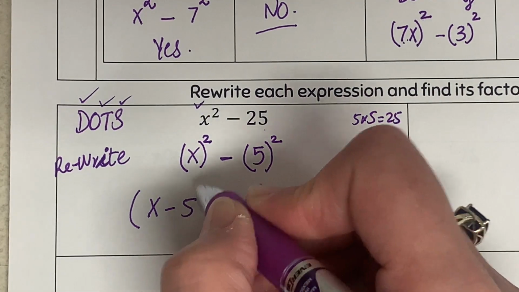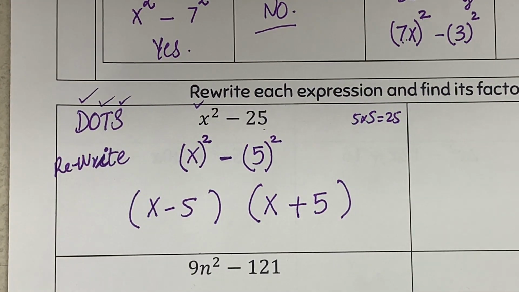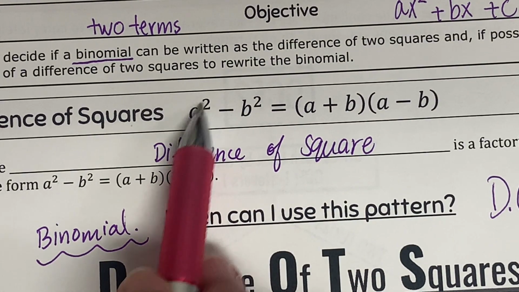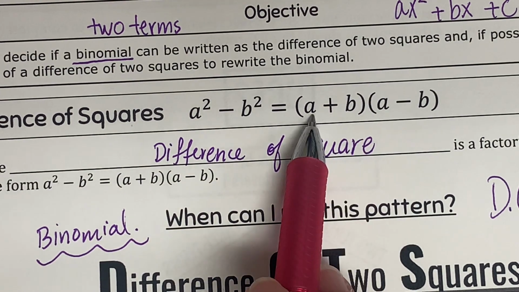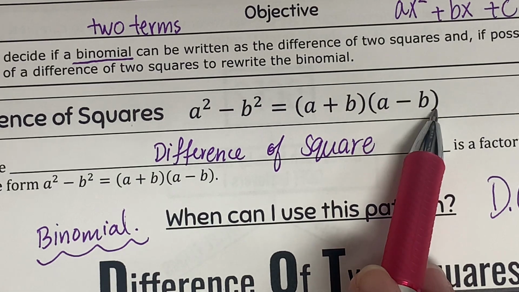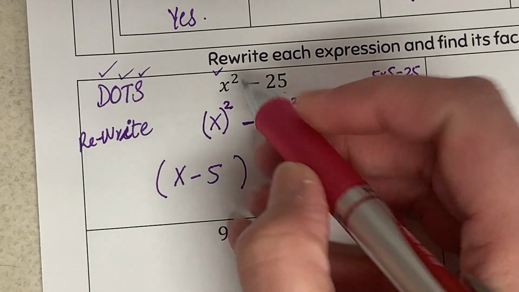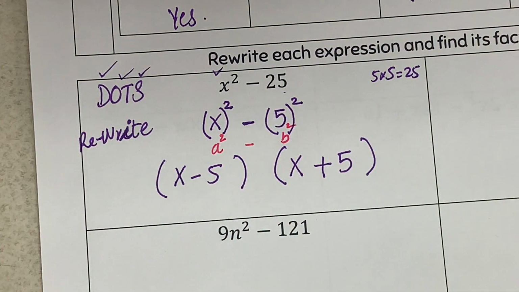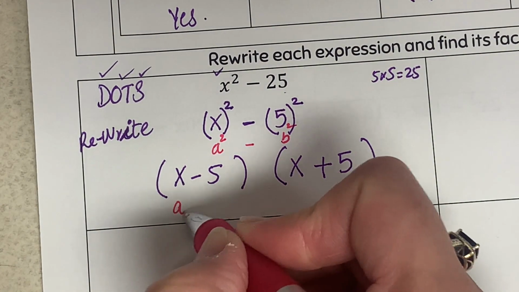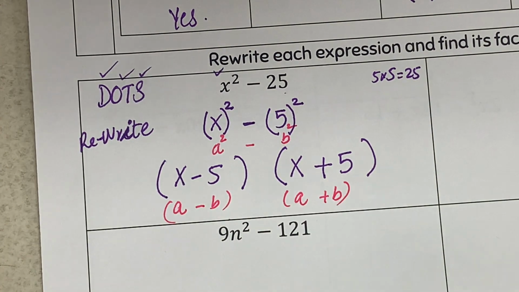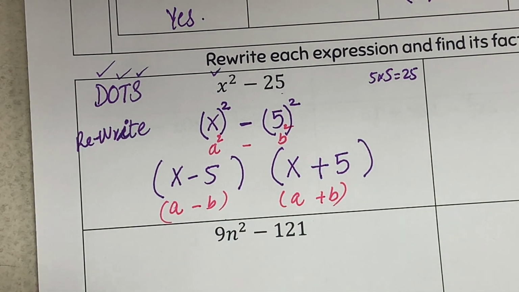Because your formula says first term squared, so a squared minus b squared. One time you write first term plus second term, and then you write first term minus second term. Those terms could be anything. So that's exactly what it was. This was a squared minus b squared. And then I wrote it as a minus b and a plus b. That's all.